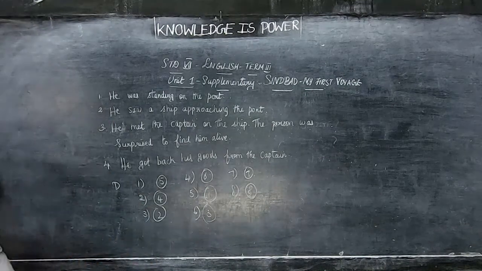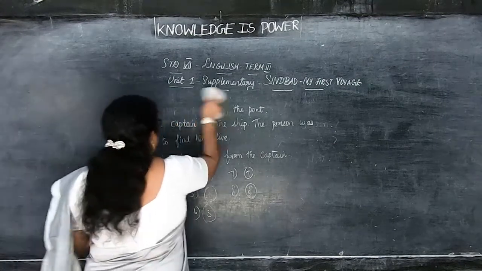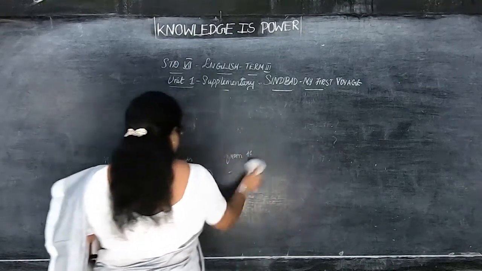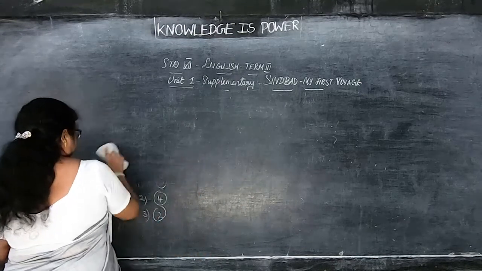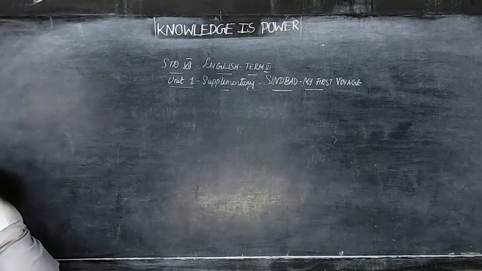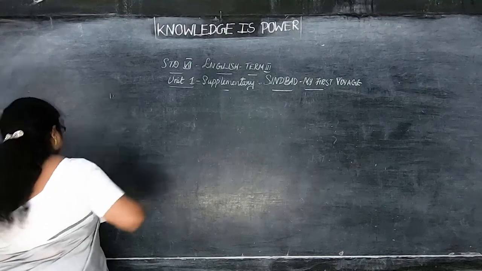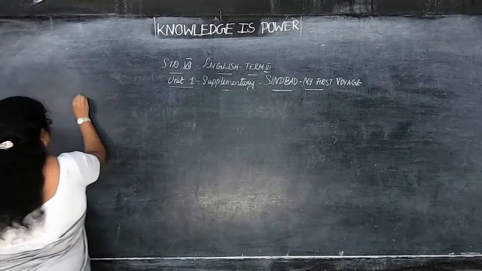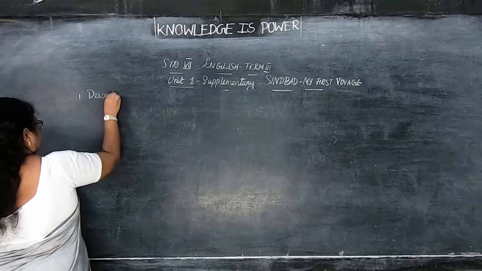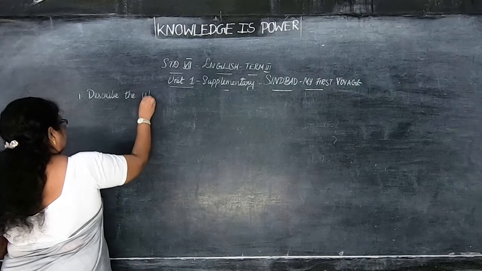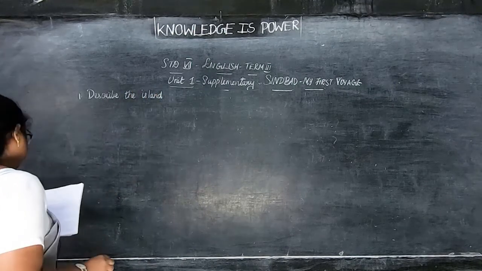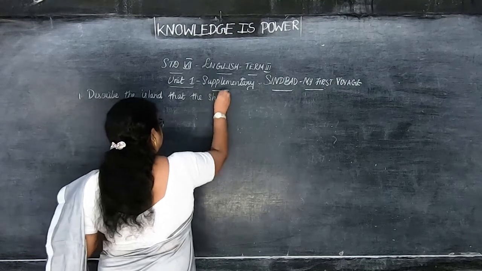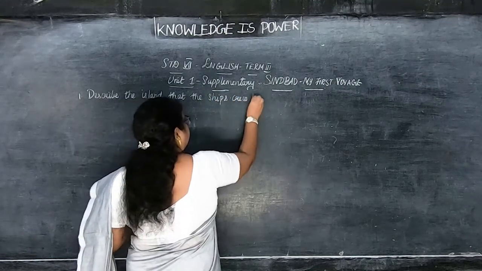So you have finished this, children. So first question, describe the island that the ship's crew found. Okay? Describe the island that the ship's crew found.